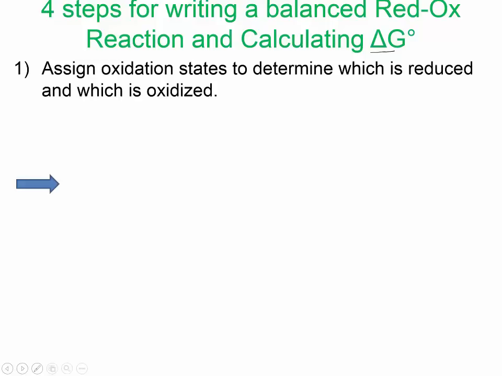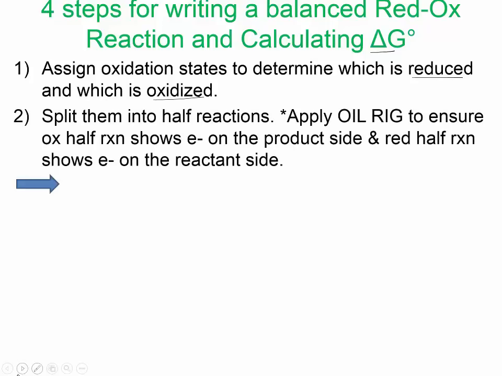So like anything in redox, like anything in electrochemistry, this whole chapter, this unit, the first thing usually that you always want to do is assign oxidation states and figure out what's reduced and what species is oxidized. Once we do that, we can split them into half reactions.